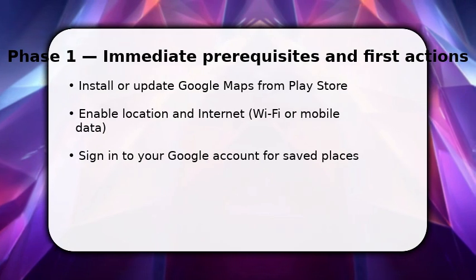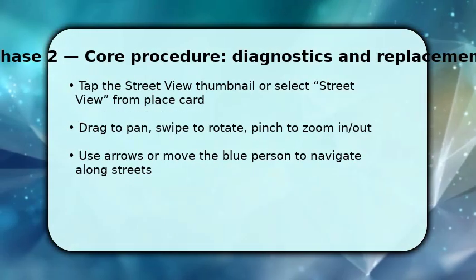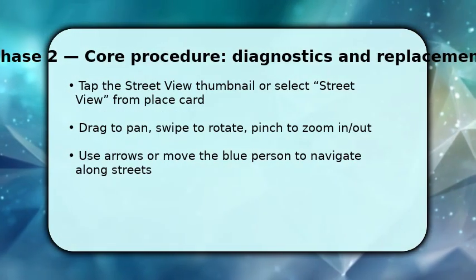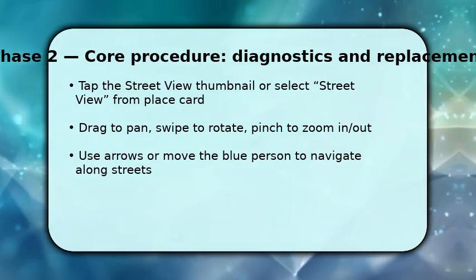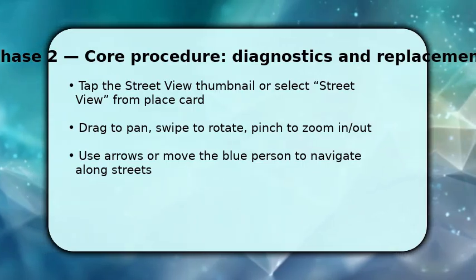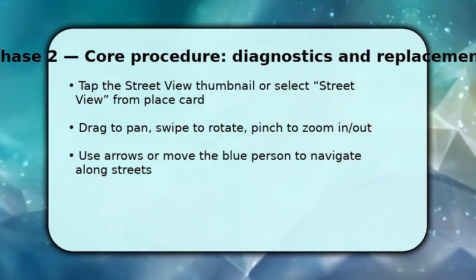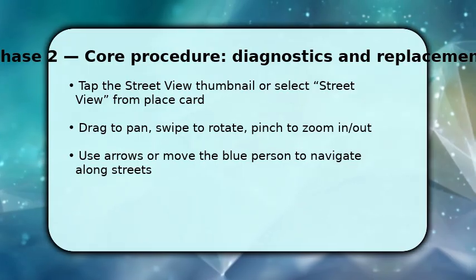Once you open Street View, learn the controls so navigation becomes natural. Tap the thumbnail or select Street View on the place card. The image loads as a 360 panorama. Drag your finger to pan, swipe left or right to rotate, and pinch to zoom for detail.